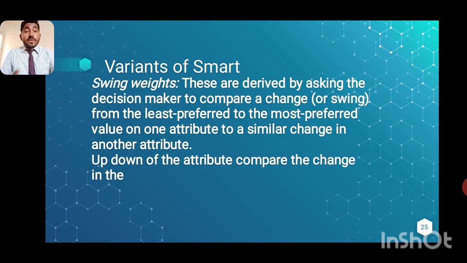Variant of SMART: swing weights. These are derived by asking the decision makers to compare the change, or swing, from the least preferred to the most preferred value. This means weighting one attribute against a similar change in another attribute, comparing the change in each attribute.